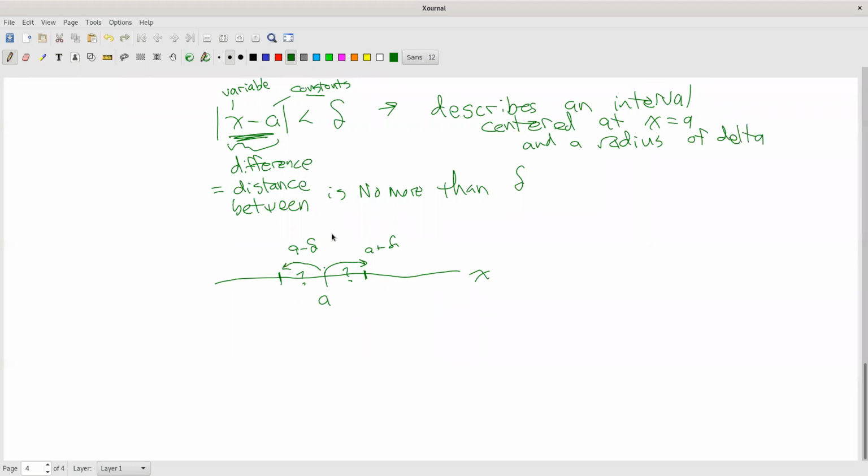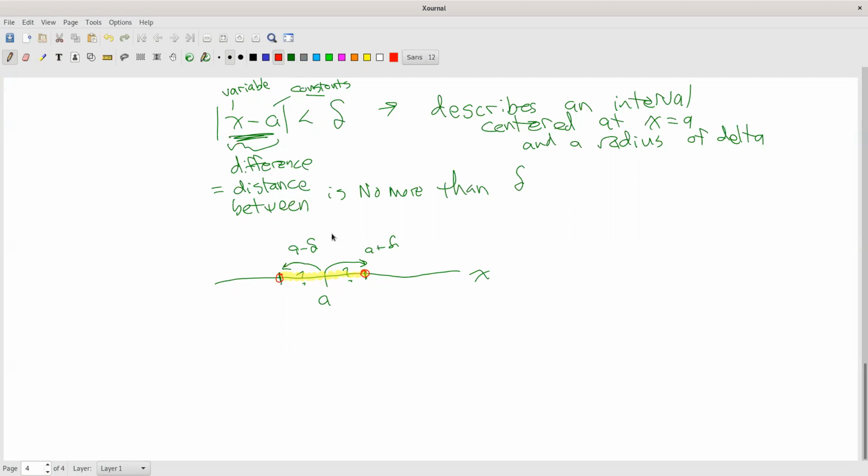So from a, look to the right, positive delta, look to the left, negative delta, and inside there are the x values that I want. So any number in here is fair game. Now, because it is a less than, not a less than or equal to, this would be an open circle there and an open circle there. I can't actually be at the edge. So I want any x value inside that interval right there.